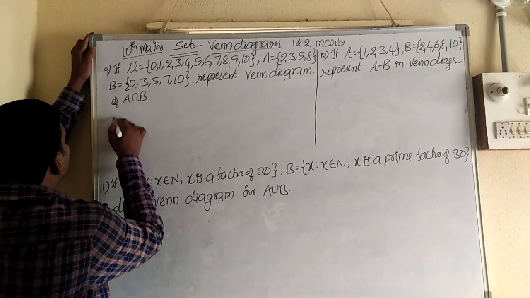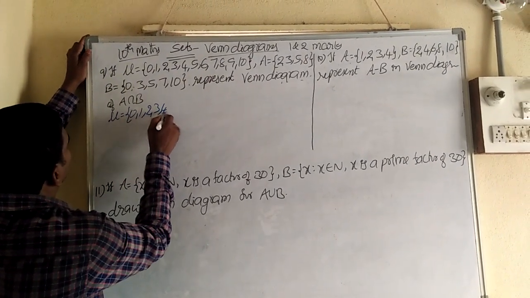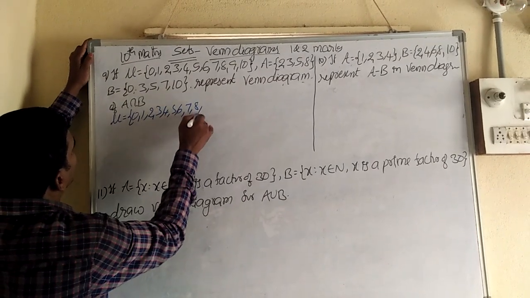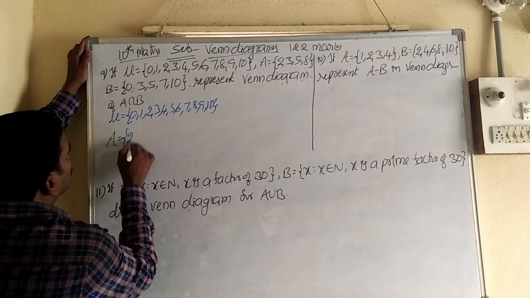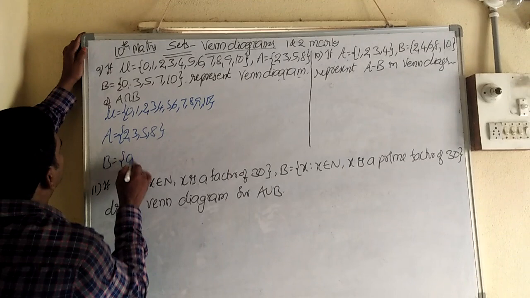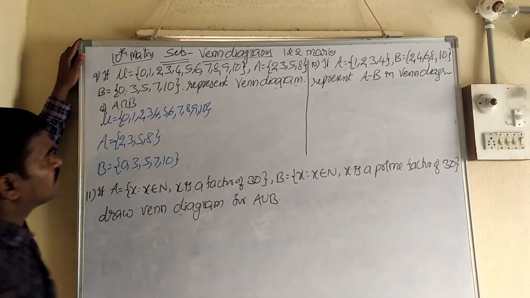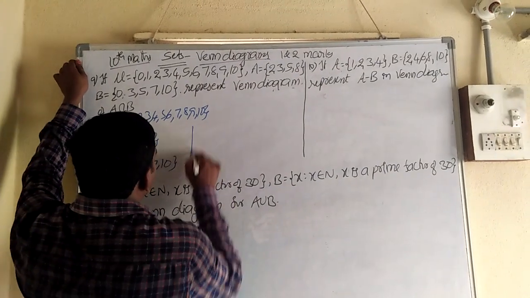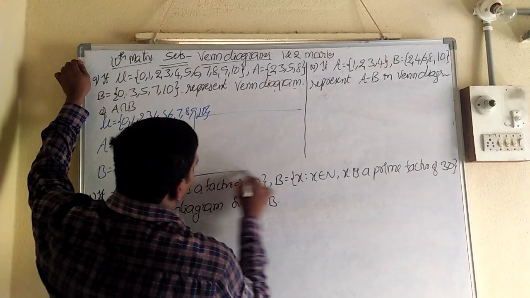Given that mu equals 0, 1, 2, 3, 4, 5, 6, 7, 8, 9, 10. What is A? A equals 2, 3, 5, 8. What is B? 0, 3, 5, 7, 10. These are given. So the Venn diagram for A intersection B.